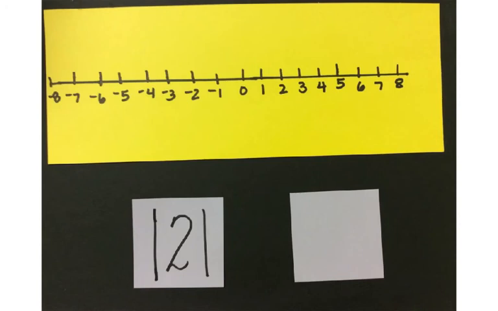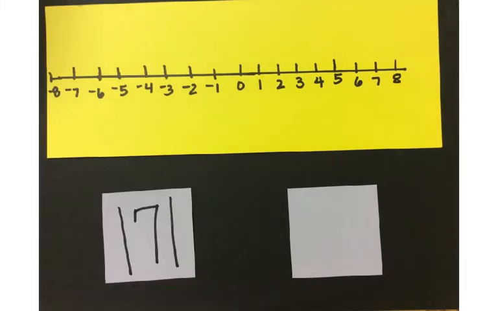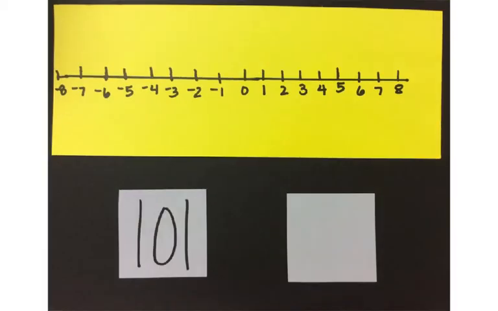Absolute value of 2, 2 is 2 spaces from 0, so the absolute value of 2 is 2. Absolute value of 7 is how many places from 0? And it's 7, so the absolute value of 7 is 7. Alright, this one, don't let it trick you. Absolute value of 0. How far is 0 from 0 on the number line? Well, it's 0 units from 0. So, the absolute value of 0 is 0.